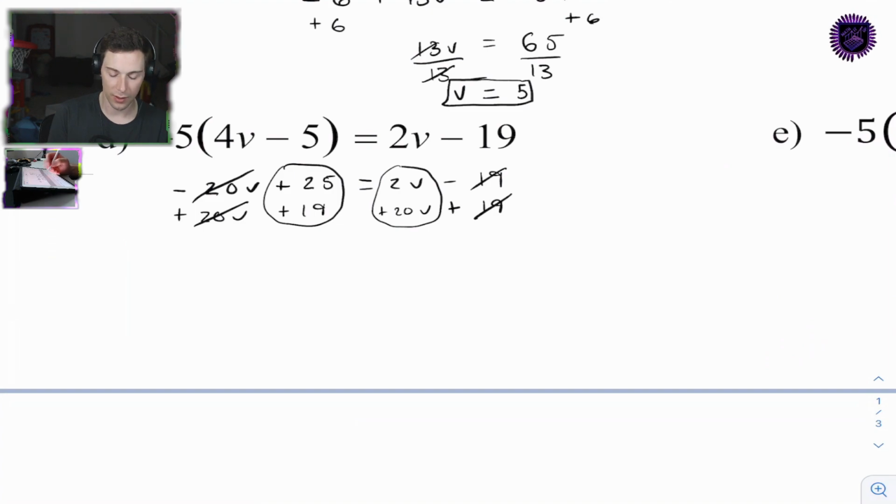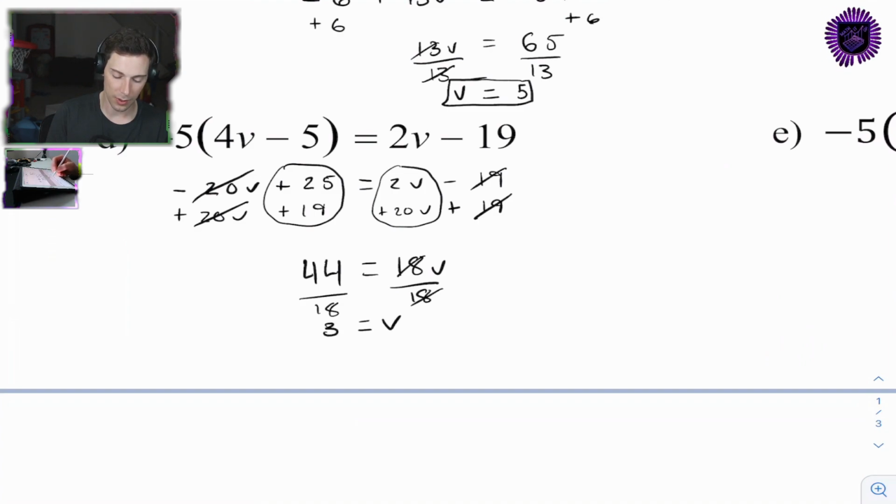And we'll have 44 is equal to 18v. Divide by 18, divide by 18. That will equal, v will be equal to 3. V equals 3. Final answer.